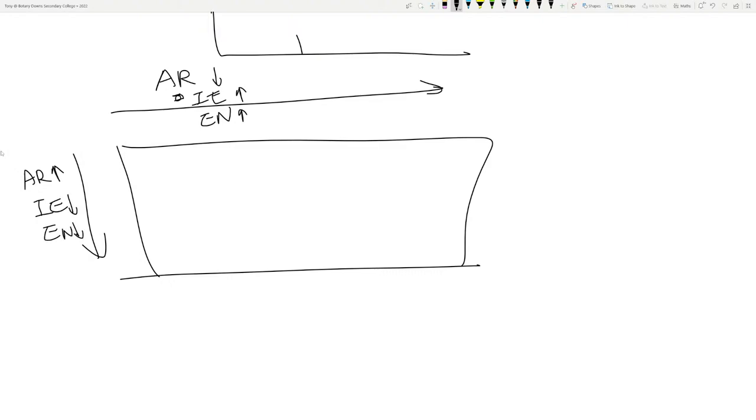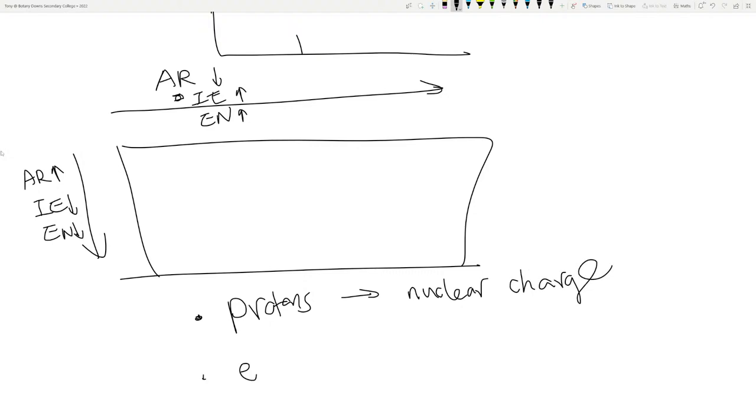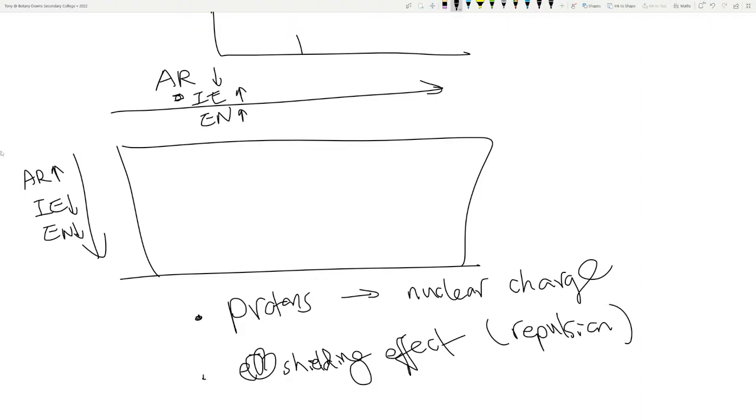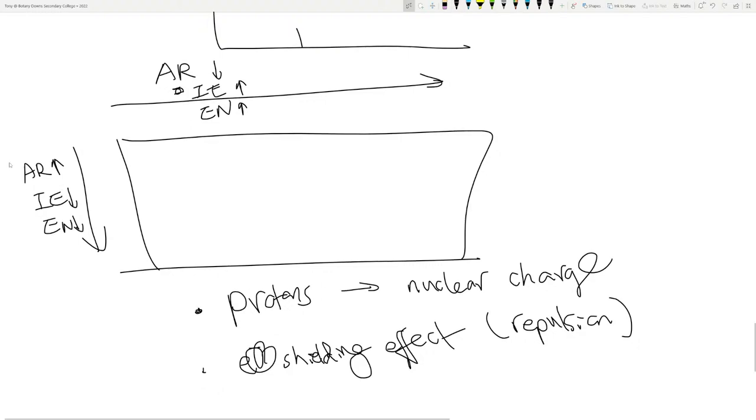Okay, so why is that? Because there are two things you must talk about. You need to talk about the number of protons, because protons mean nuclear charge, how much nuclear charge is coming from the atom. And then you need to talk about the shielding effect. Not just electrons, just shielding effect in general. You can also talk about repulsion if you want, because if there are more layers, there are more repulsion forces. So you need to talk about these.